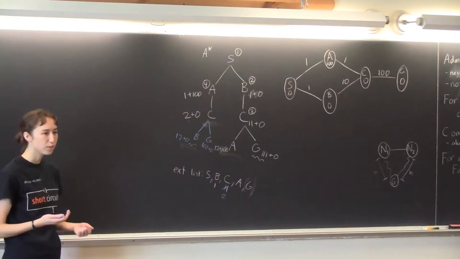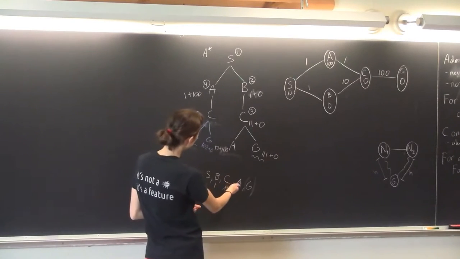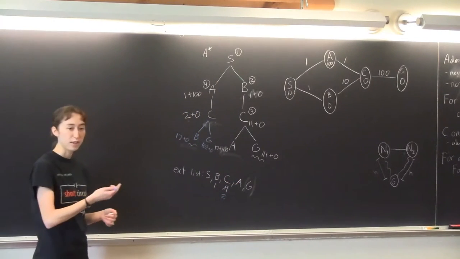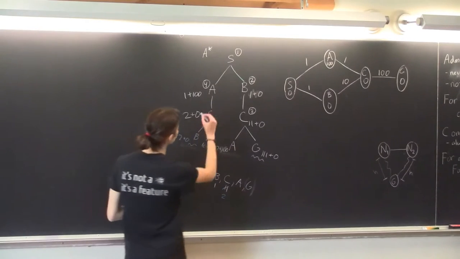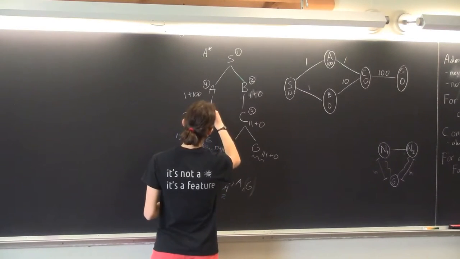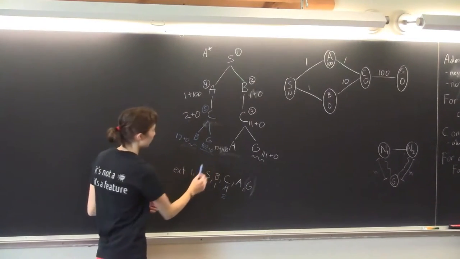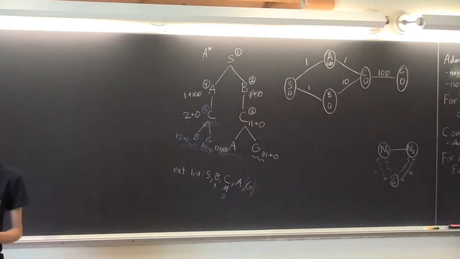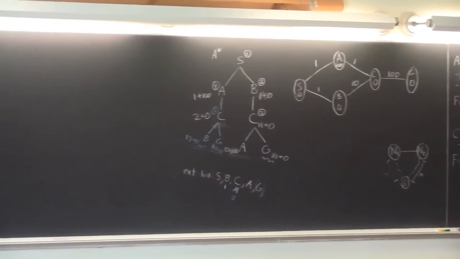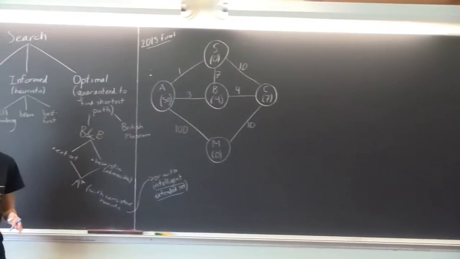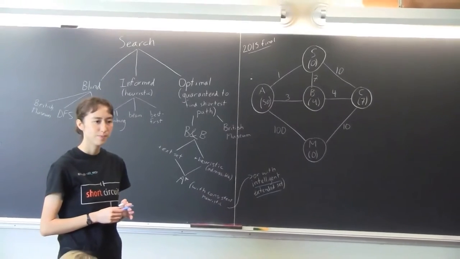So basically what we're doing is we're not extending things that are in the extended set unless you find a better path to them. But that's only if you're doing this specific implementation. And so then we would get this path to G, and we would actually get the shortest path. So that's this case for A star. Any questions on that?